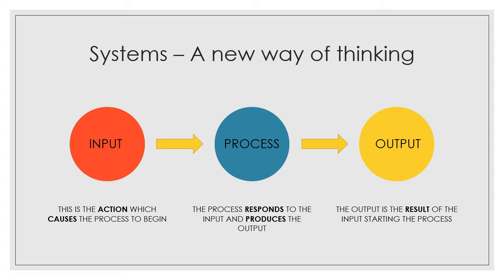Systems are not a thing on their own. They're a way of analysing or understanding something else. Systems are made up of three parts: the input, the process, and the output.